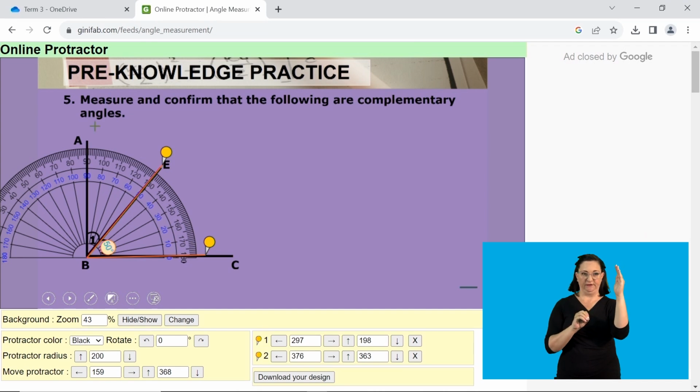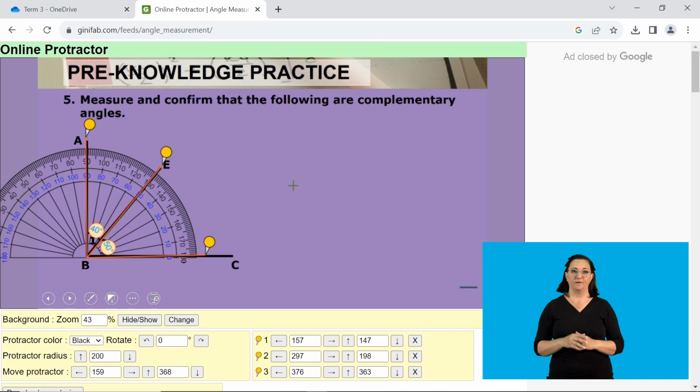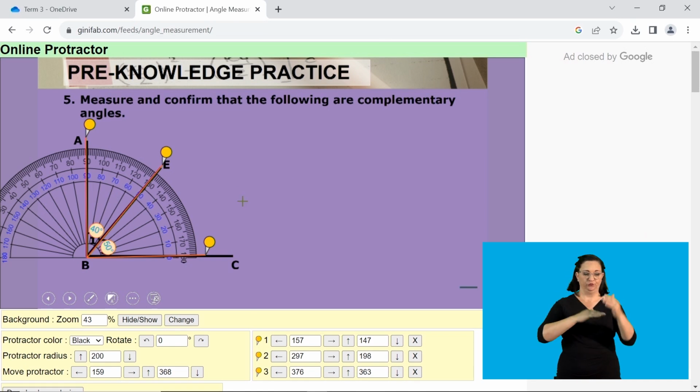And then I can either turn my ruler or I can measure it from there to the next one. It says the first angle is 50 degrees, the next angle is 40 degrees. So we are now able to see that these are complementary angles because they add up to 90 degrees, and both of them combined would give us 90 degrees. So that is how we use our protractor, and that's how we measure angles.